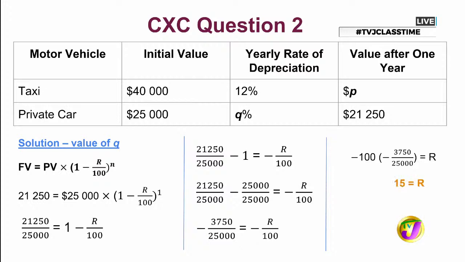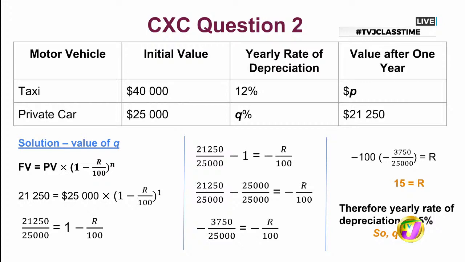The rest is pretty much computation. Notice here, before you move on, we're multiplying -100 by a value that's negative in the brackets, and so our R value here is a positive 15. But they didn't ask us to find R. What this information is telling us is that the yearly rate of depreciation is actually 15%, and by nature of that, Q is indeed 15. Let's stick to those letters that are variables that were used in the question.